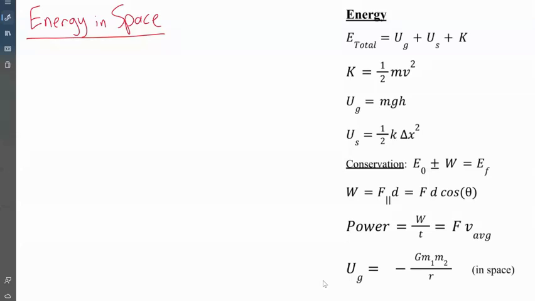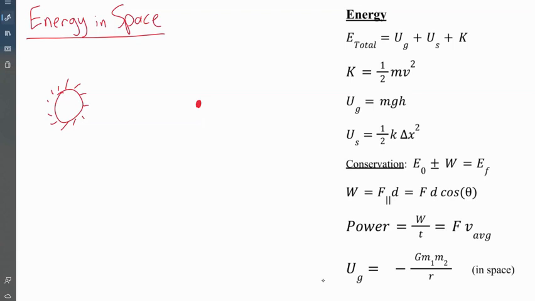All right, here's our video on energy in space. We normally look at things on the surface of the Earth, but if it's not on the surface of the Earth, then our energy changes a little bit. So when we have things in space, let's say we have a star, and this star has around it a planet, like a lot of stars do.